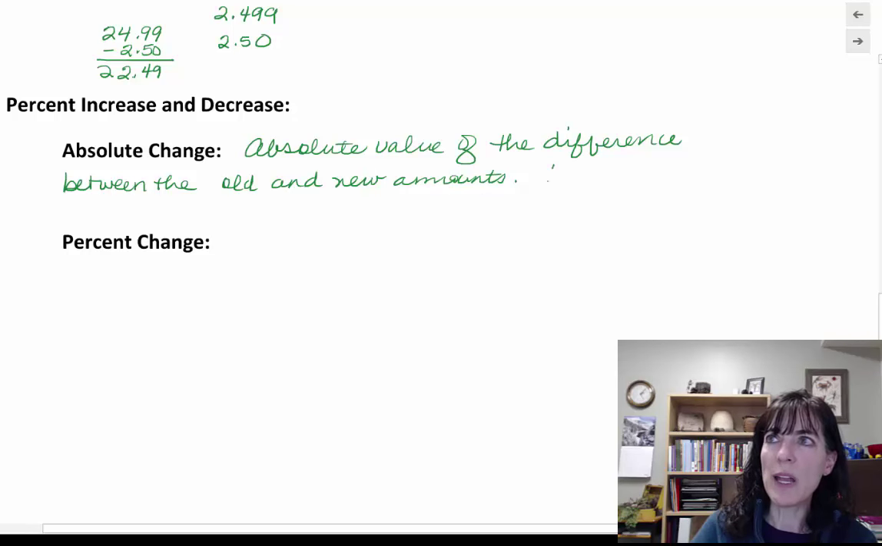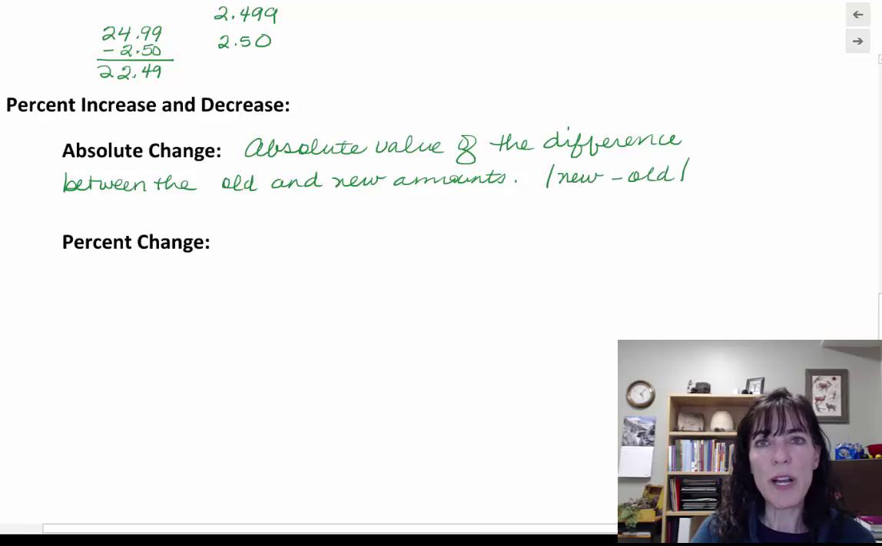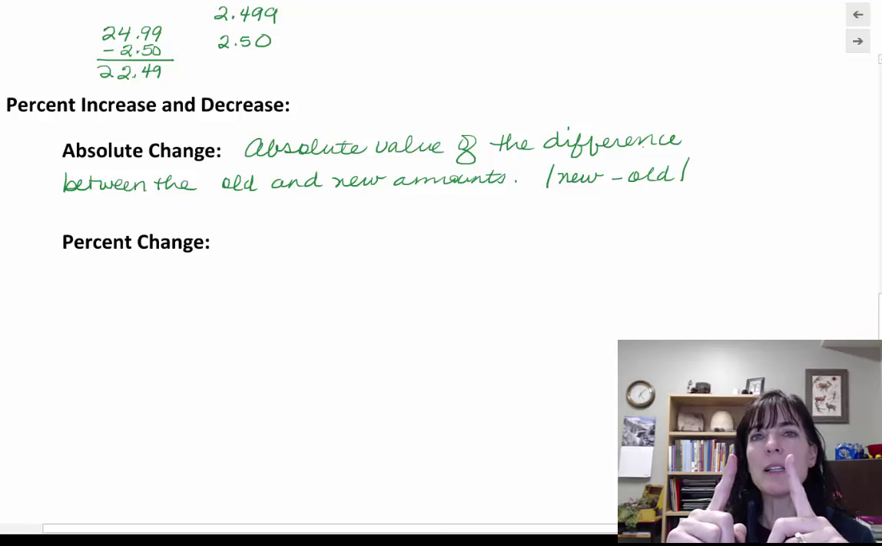So you can show that as those straight up bars mean absolute value. So if you come up with a negative number, they just drop the negative. If you come up with a positive number, we just keep the positive. We're talking about the exact distance between two numbers, and we don't care if you had to go to the left or to the right to get there.